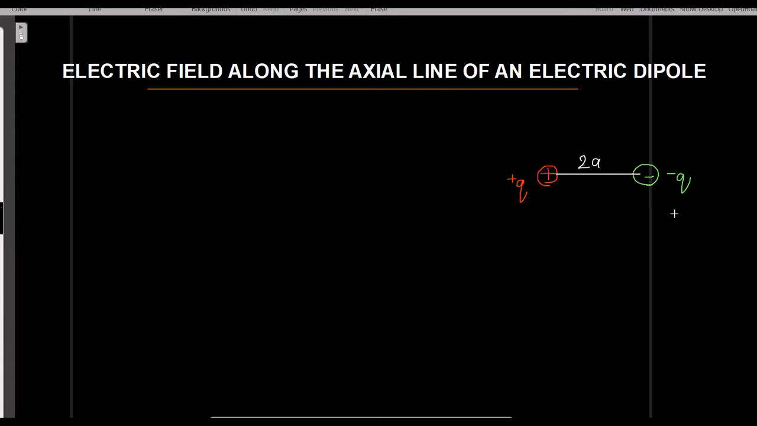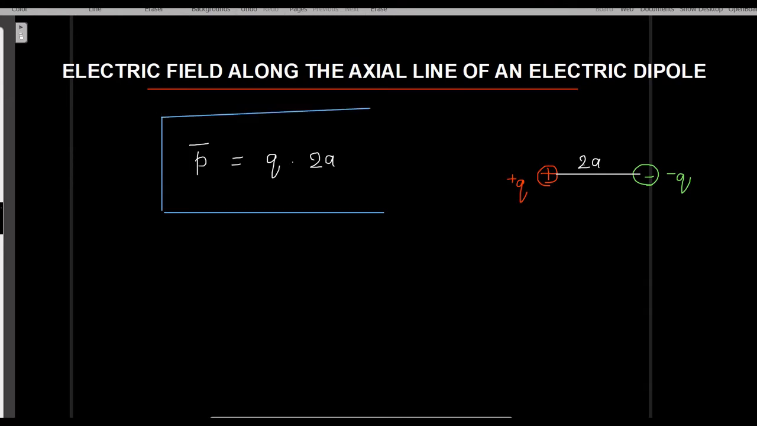This assembly is called an electric dipole. Now it has an electric dipole moment. It is a vector quantity. Electric dipole moment is defined as one of the charges into the length of the dipole. So the electric dipole moment is the product of one of the charges and the length of the dipole, which is 2a.